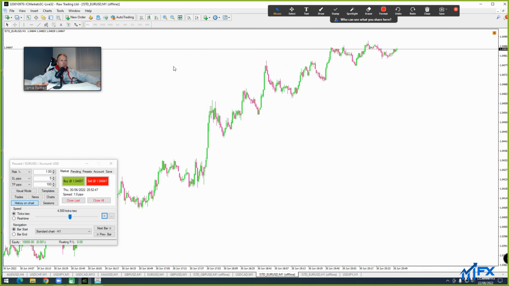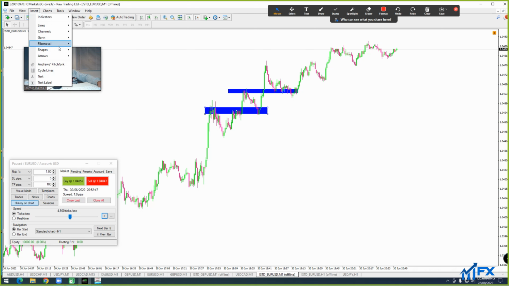Okay, if we just look at EUR USD, again, this is that typical move up, and this is where perhaps a lot of retail traders get trapped out. You've got an uptrend here. So again, I'm just going to mark up all these levels here, and you will see everything start to make sense.